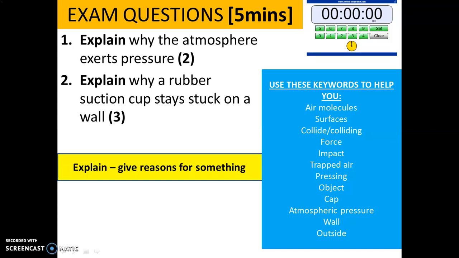That's very, very important. Air molecules colliding with each other, the impacts that are due to atmospheric pressure. So, press pause, give the questions a go. 5 minutes to do that. Time yourself, and when you're ready for the answers, press play.